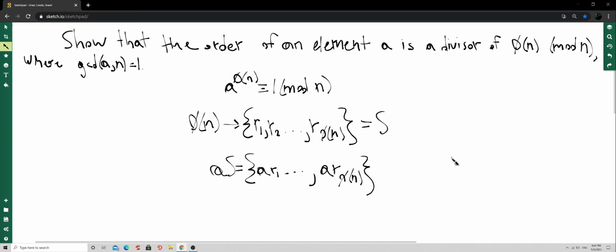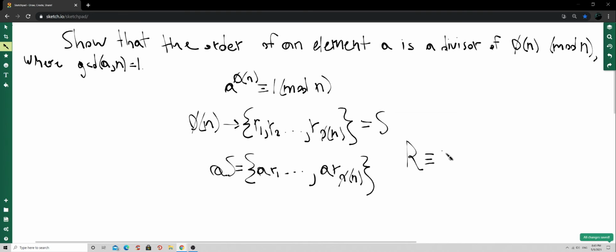And what that tells us is that if we multiply all of these values mod n and set them equal to each other, they're going to be congruent to each other mod n, since the sets are equal. So let's let the product of all of these terms be equal to capital R.